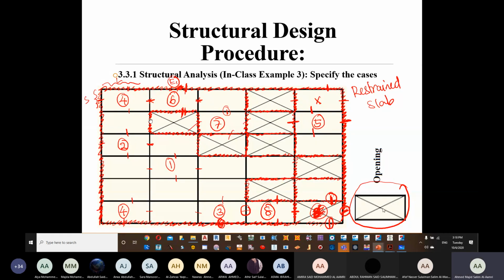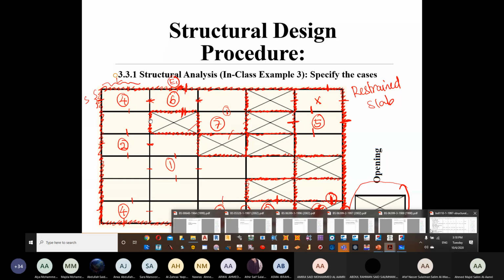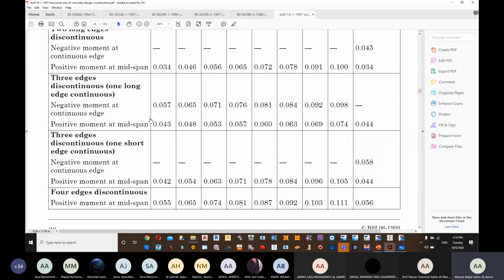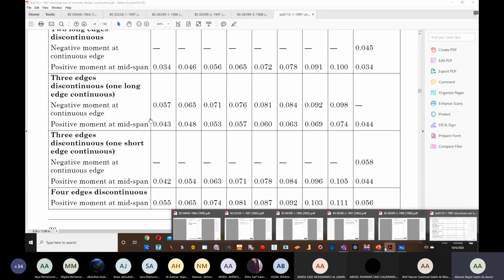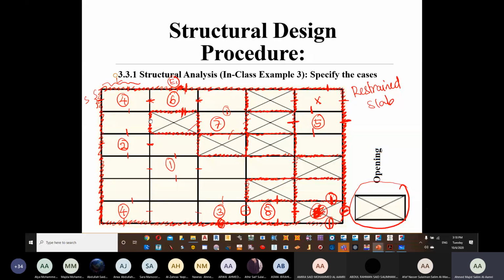Okay. Now the last one. The last one is going to be 4 edges. Yeah, you can have more than one. I'm just illustrating examples so you understand. 4 edges discontinuous. So last thing, we have a slab where 4 edges are going to be discontinuous.